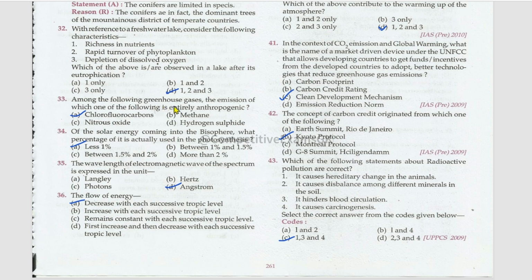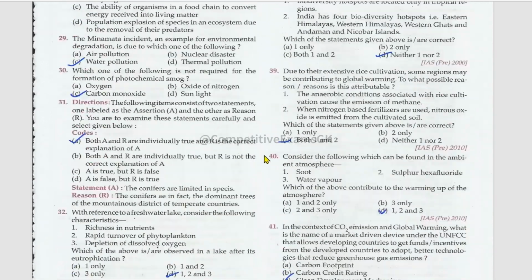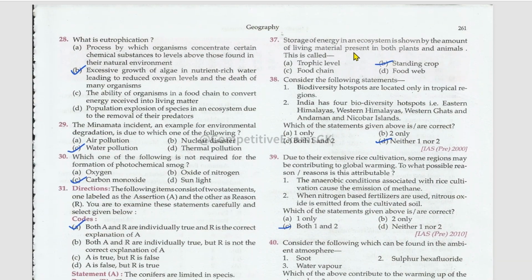Among the following greenhouse gases, the emission of which one is entirely anthropogenic? CFCs. Of the solar energy coming into the biosphere, what percentage of it is actually used in photosynthesis? Less than 1%. The wavelength of the electromagnetic wave of the spectrum is expressed in the unit angstrom. The flow of energy decreases with each successive trophic level. Storage of energy in an ecosystem is shown by the amount of living material present in both plants and animals. This is called standing crop.